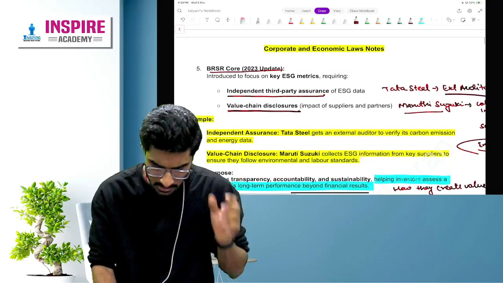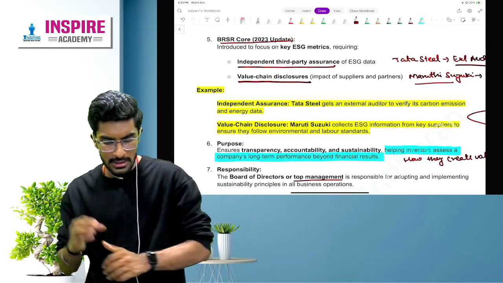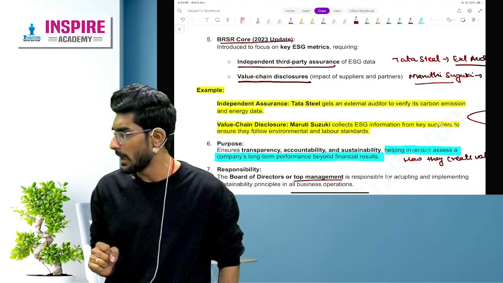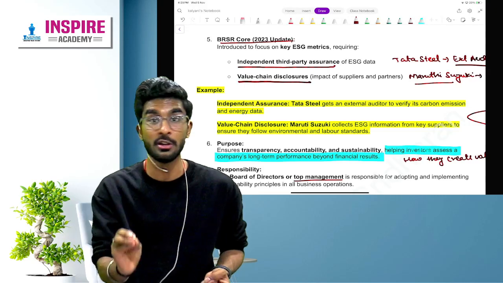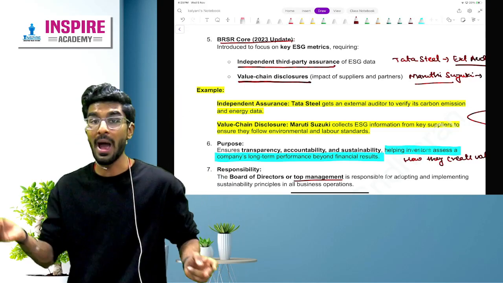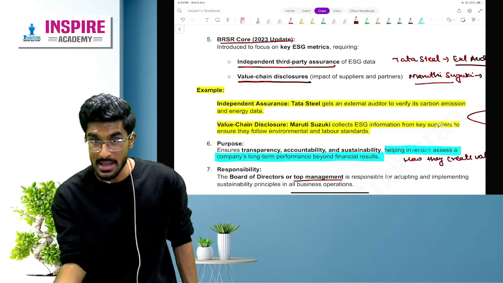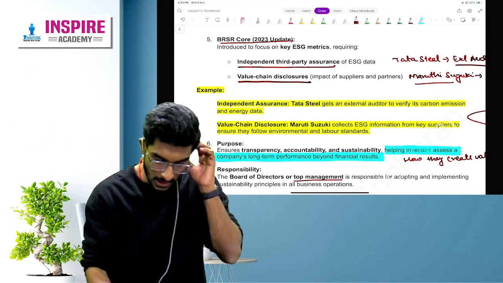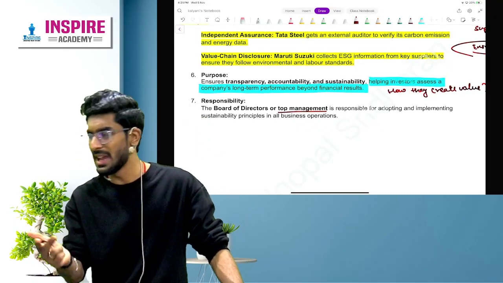Okay. Next, people, we understood it was introduced to focus on key ESG metrics. That means 2 things have to be done. Number 1 is appointing an external auditor to make sure the company is actually telling the truth. And number 2 is value chain disclosures. The company has to report their suppliers' as well as their distributors' ESG parameters, whether they are following or not. And then, people, the purpose is accountability, transparency and sustainability.